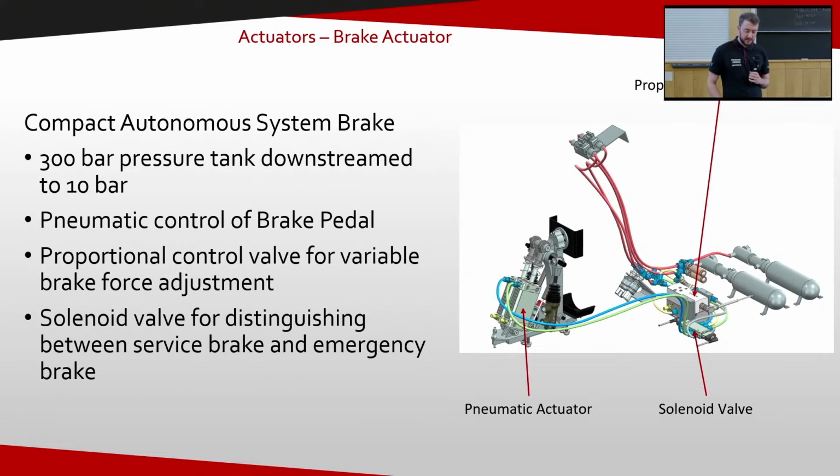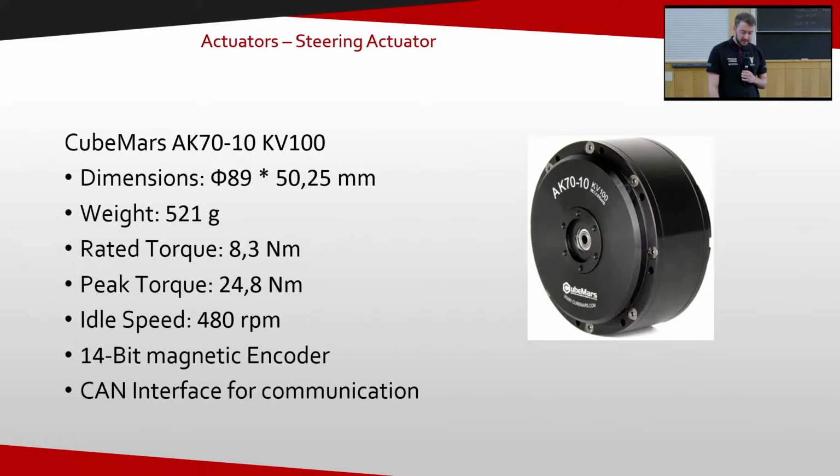And here's the brake system of the car. We have a solenoid valve to distinguish between a service brake and an emergency brake, as the autonomous system most of the time does not do what it should do. Therefore, we have to implement an emergency brake so that we can safely stop the car. And here's a little bit about the steering actuator we use.